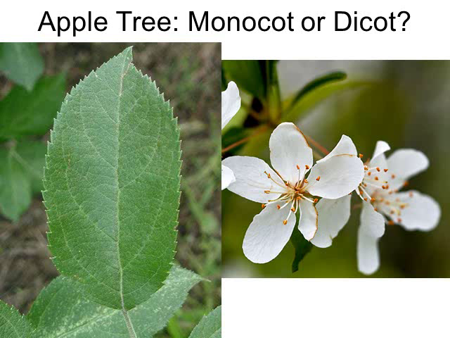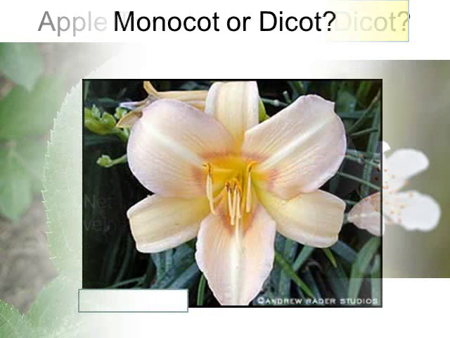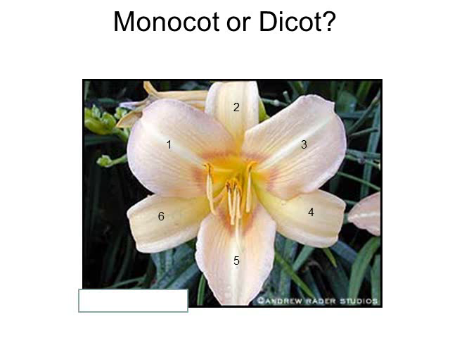And so here's just a few practice examples. This is the leaf and the flower of an apple tree. The leaf shows net-like veins and 1, 2, 3, 4, 5 petals. This is a dicot. Here's another flower with 6 petals. Actually, 3 petals and 3 sepals, but we'll talk about petals and sepals in a little bit.